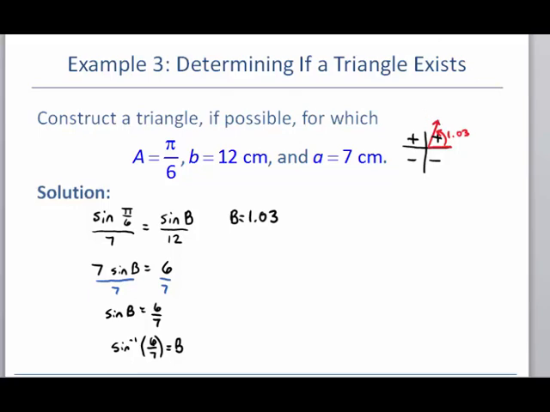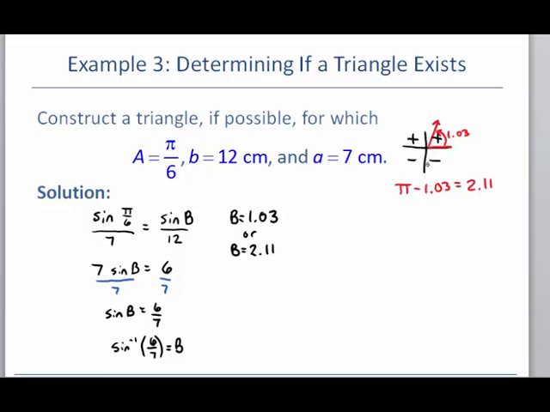And in order to find that second solution in the second quadrant, you're going to want to take your answer, the 1.03, and subtract it from pi. All right, so in doing that, we're going to say pi minus 1.03, and this is going to give me my second quadrant answer. So I'm going to, on my calculator, subtract that answer from pi, and that's going to give me 2.11. And so that is another possibility for angle B.